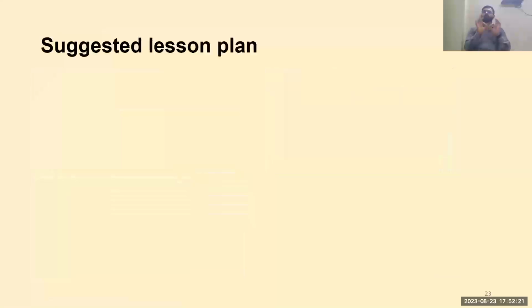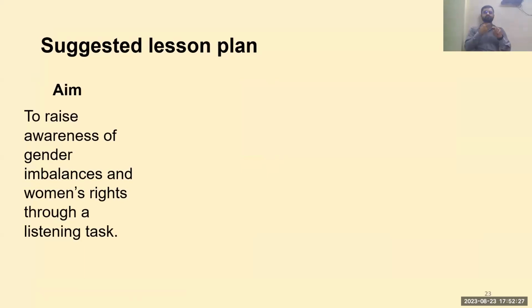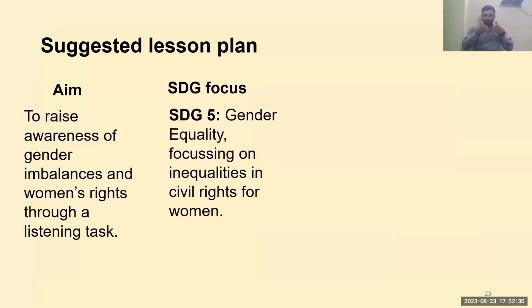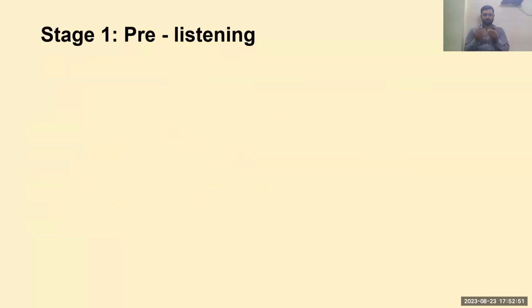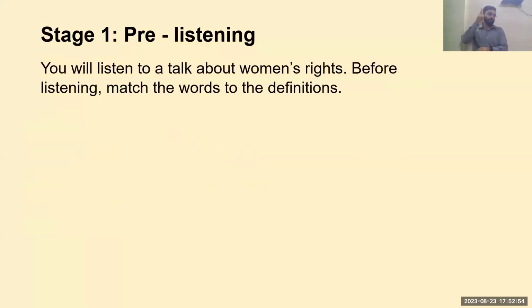Very good. Okay, suggested lesson plan for this one. Aim is to raise awareness of gender imbalances and women's rights through a listening task. SDG focus is gender equality, focusing on inequalities in rights for women. Language focus, we are using gender neutral vocabulary and the language of professions, presenting a biography. So these are all the different things we are going to do here. So before listening, we are going to be listening to a talk. This is the first stage, pre-listening. We are going to be listening to a talk about women's rights.